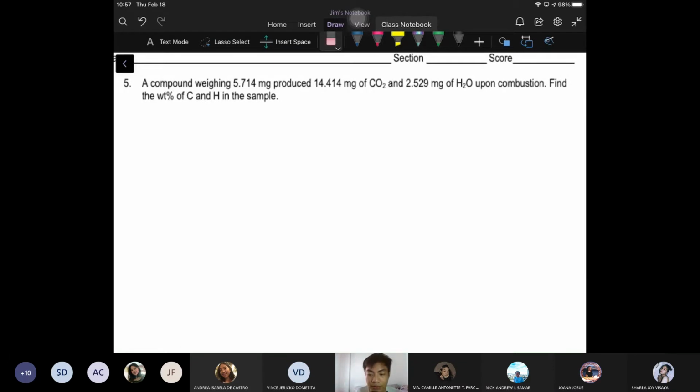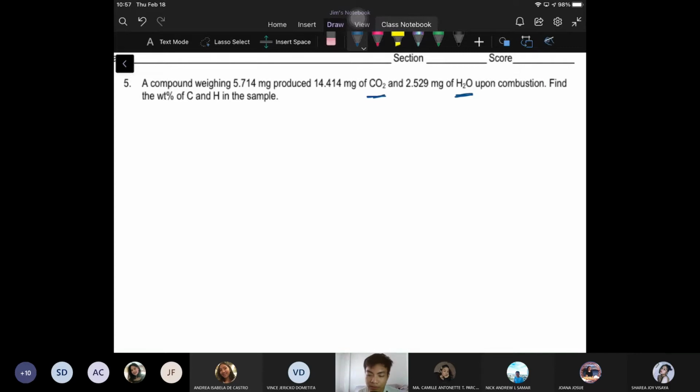Okay, so anyway, so ito yung volatilization method sa gravimetry. So ano yung format ng problem? You have your compound that is reacted to produce carbon dioxide and water. So kapag nakita nyo CO2, H2O yung product, volatilization yan. Okay?